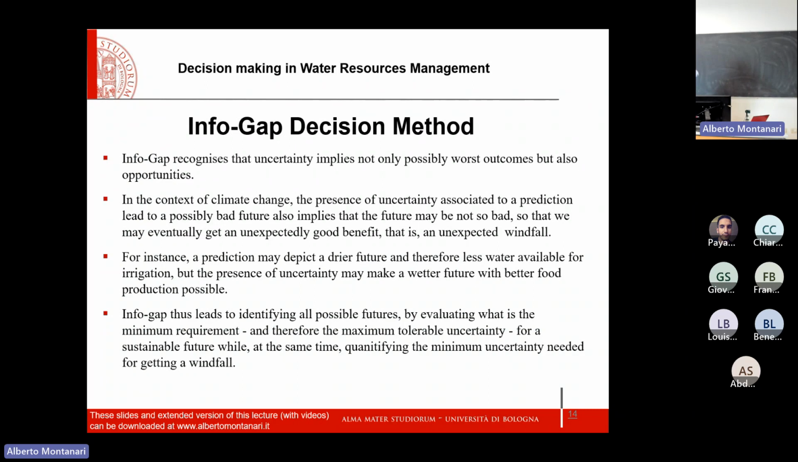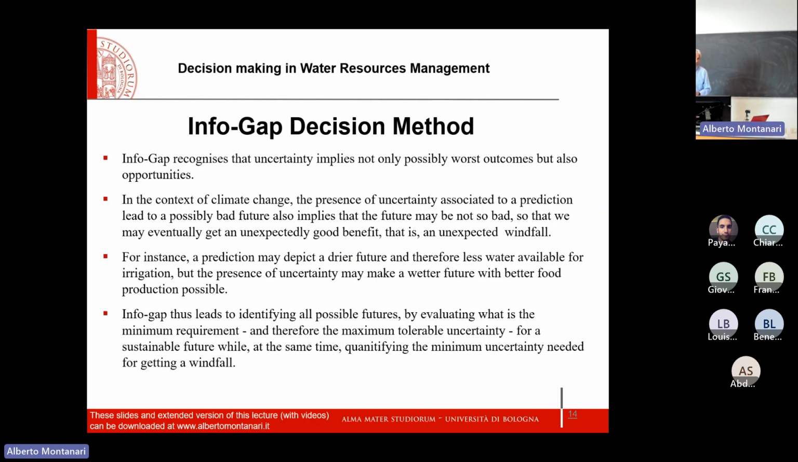So indeed, an increased temperature in some regions of the world, global warming, brought more rainfall, more water available for irrigation. And this is not uniform. It depends on many local behaviors, local contexts. So again, I have a prediction which says that globally or locally, I may have less water available, but the presence of uncertainty means that I may have also more.